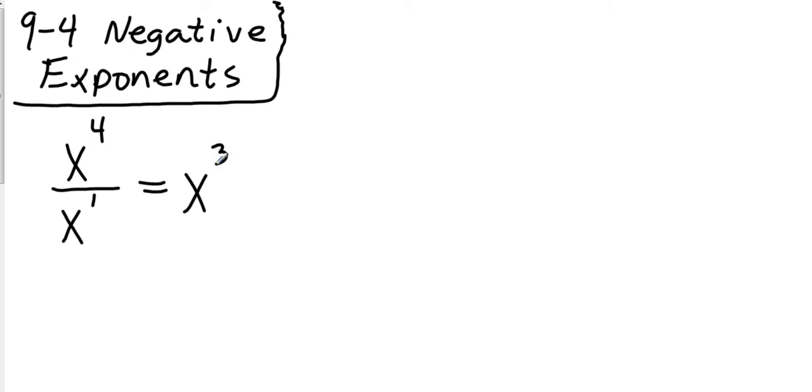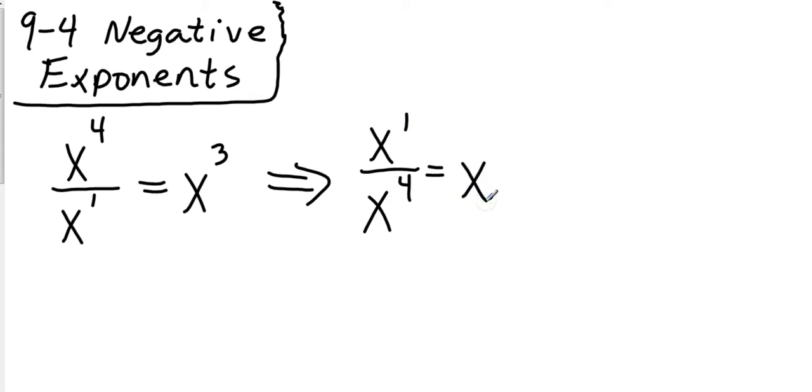Now today, let's go the other direction. What if I have x to the first power and x to the fourth power on the bottom? If I do the same subtraction, that's going to give me x to the negative third power, because 1 minus 4 is negative 3. So let's write this out.